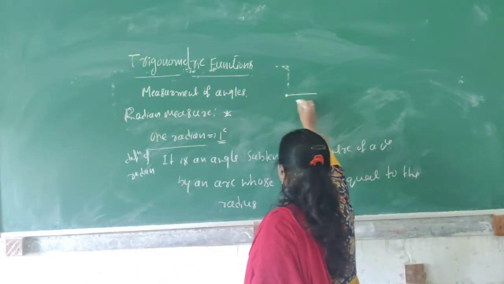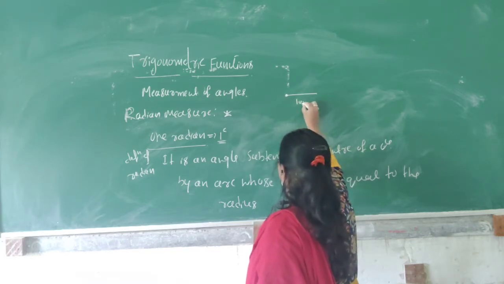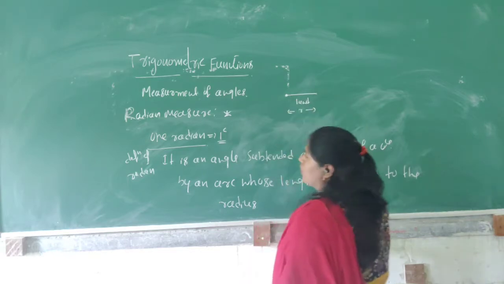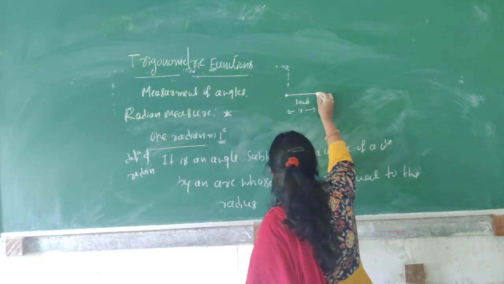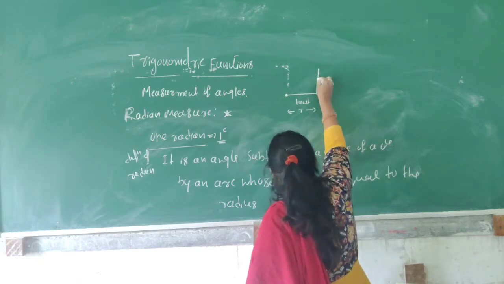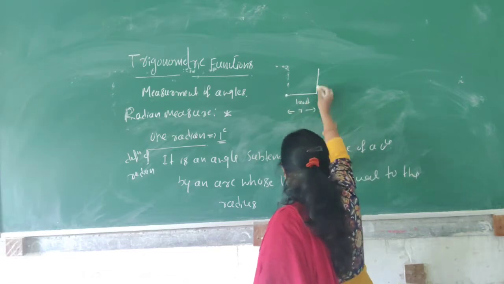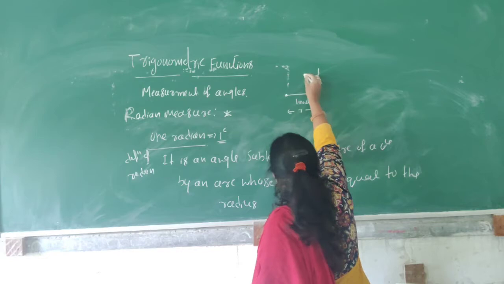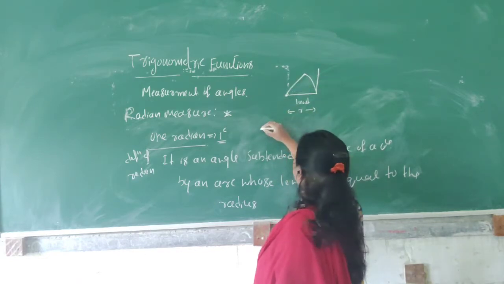So consider this O as the origin. Consider a unit circle of radius R. This one is 1 unit. Okay, this one is the R. Consider a unit circle of radius R. Okay, so if I take this unit R here and subtend towards like this, and join these points, it is called 1 radian.